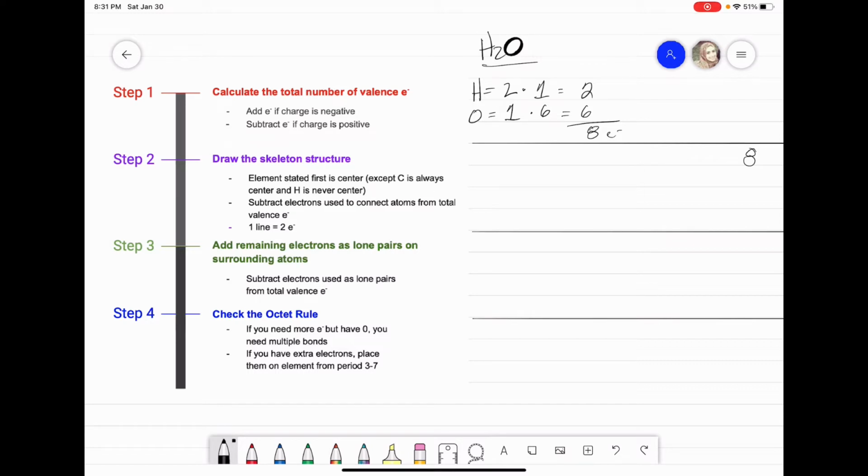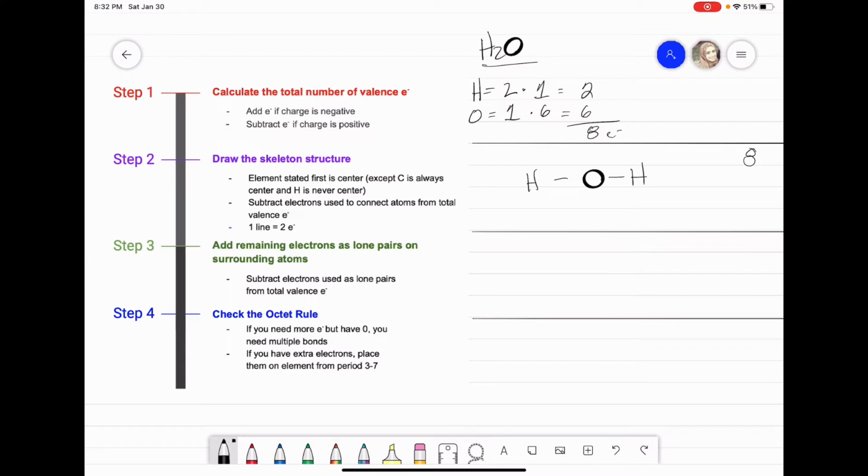It's important that you keep track of your electrons as you go along. Okay, so the second step after that is to draw the skeleton. What that means is you're just connecting the atoms. So you're going to have, in most cases, a center atom and then a bunch of surrounding atoms. So for this one, you're going to have oxygen in the center. And then hydrogen is going to come on the outside.